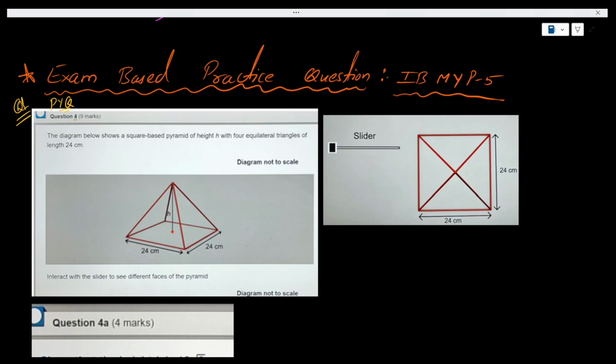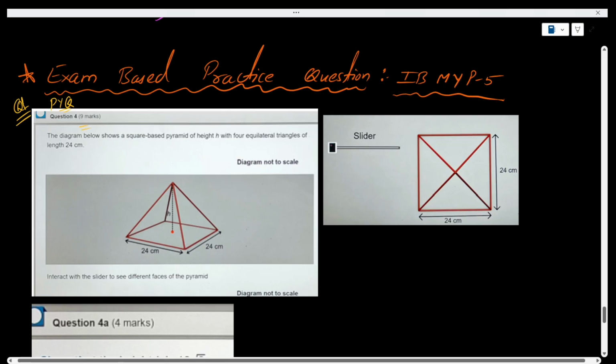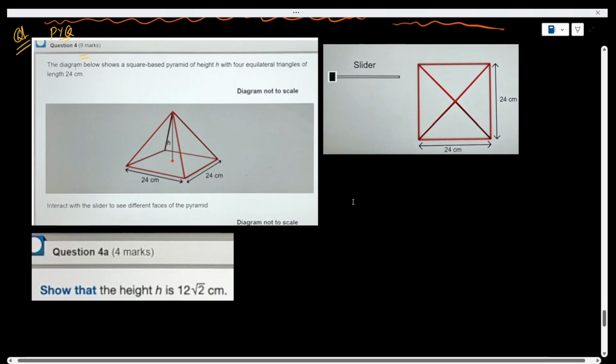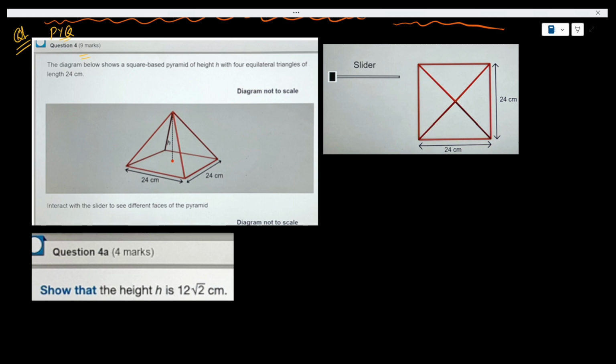Now this is a past paper based question. If you see, the weightage given is 9 marks because it's a standalone question from the extended math paper. Sometimes mensuration is integrated with other topics and there will be more weightage. Generally in extended math you'll have 8 to 10 marks allotted for this. What is given here in the diagram below shows a square based pyramid of height h with 4 equilateral triangles of length 24 centimeters.